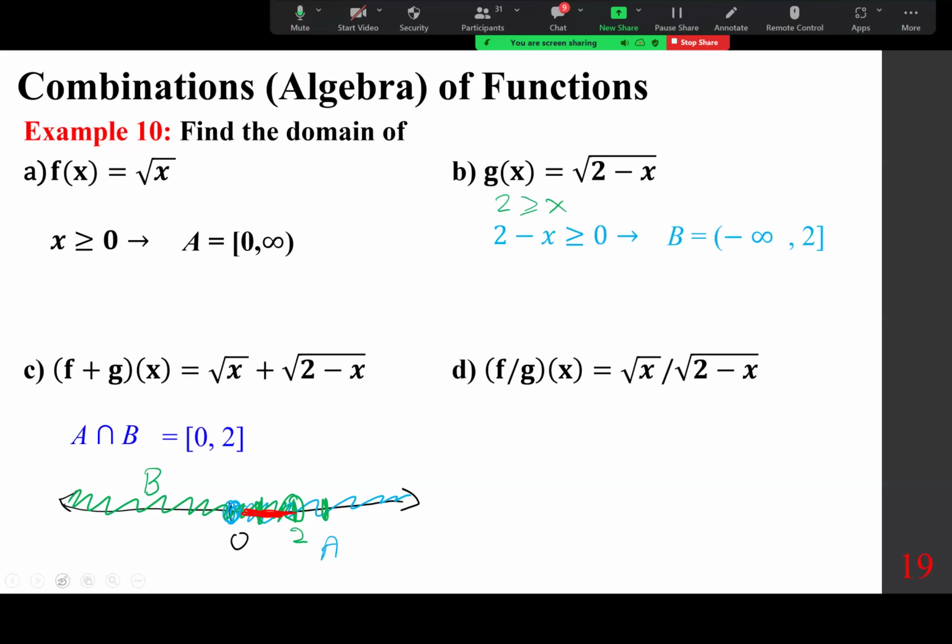What happens for the last part? The denominator can't be 0. In other words, the same thing, but whatever in this makes the denominator 0 is out. So the same as this one, but what makes the denominator 0 is out. What makes this 0? X equals 2. So the 2 is out. That's why we put it in this format. So A intersection B and g can't be 0 is 0, comma 2.